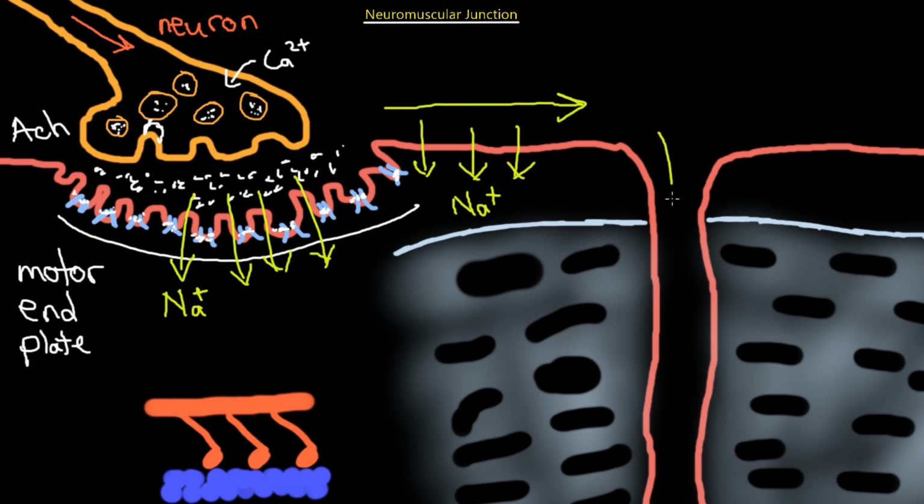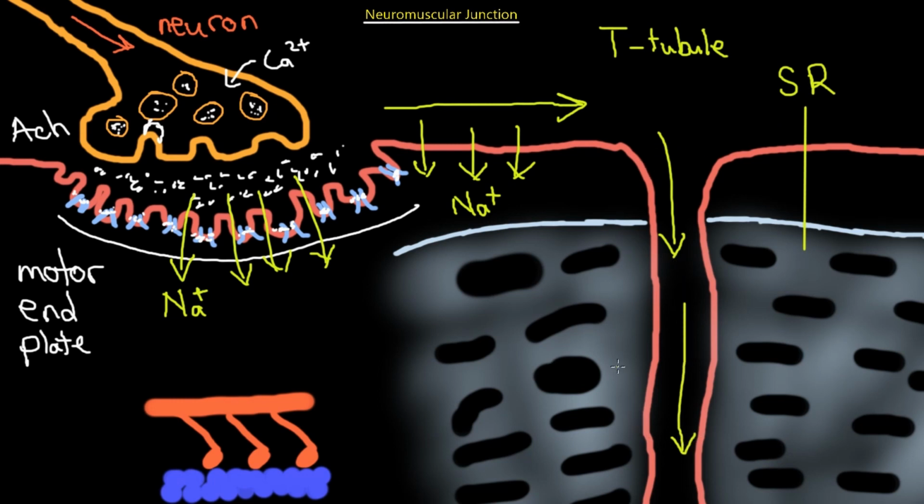And eventually it will head down the T tubule as well. So this is the T tubule here, and this right here is the SR, sarcoplasmic reticulum. So once the signal heads down the T tubule, what's going to happen is the action potential will trigger calcium release from the sarcoplasmic reticulum. And so we're going to have this calcium released all over from this sarcoplasmic reticulum from both sides here, because the signal went down the T tubule and it causes the opening of the calcium channels.